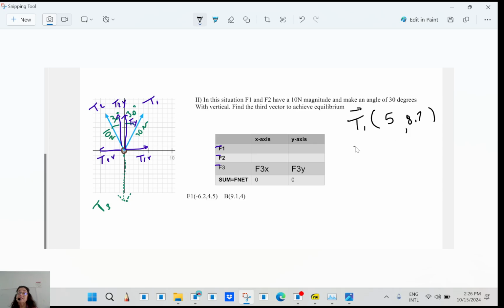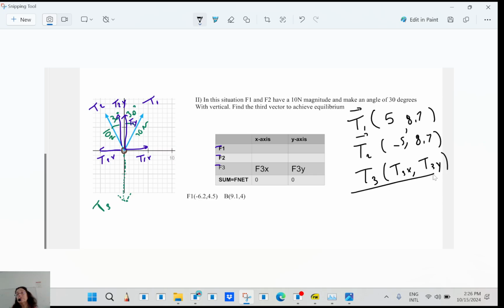And the y component? 8.7. Very good. And then T2, you don't have to do trig because you see T2 has exactly the same component as T1 except it's going to be negative. Very good. So negative 5. And the y component will be also exactly the same. Right? So with a drawing, you can have a shortcut. And then T3, that's what you want, right? So T3x, T3y.